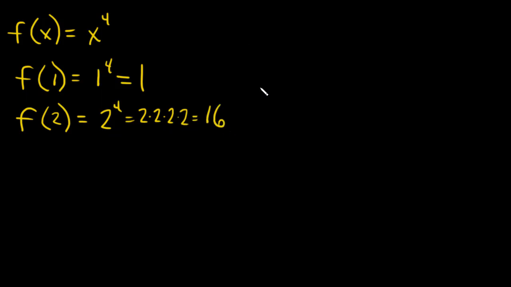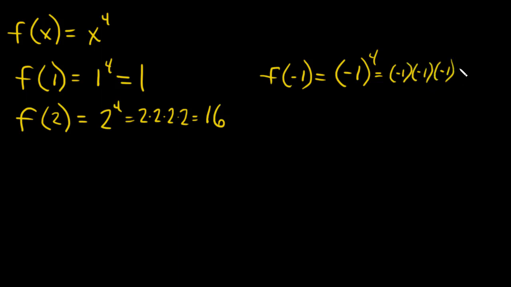Okay? Now, what happens if I plug a negative 1 in to f of negative 1? Well, that would be negative 1 quantity to the 4th, which is going to be negative 1 times negative 1 times negative 1 times negative 1. Negative 1 times negative 1, positive 1, times negative 1, negative 1, times negative 1 again, positive 1. So I'll get positive 1.